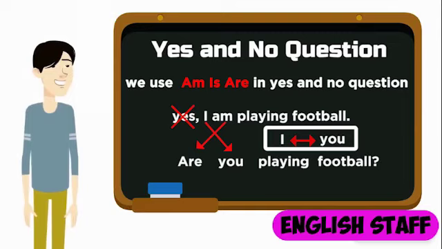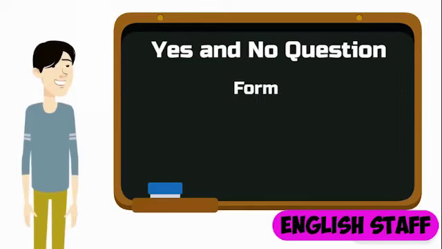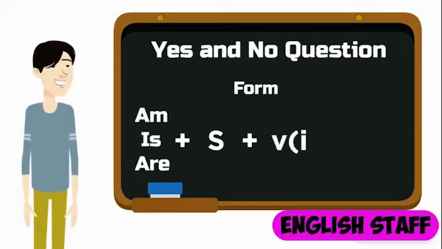So now let's go to the form. What is the form of the yes and no question? It will be am, is, are plus subject plus the verb with ing and the question mark.